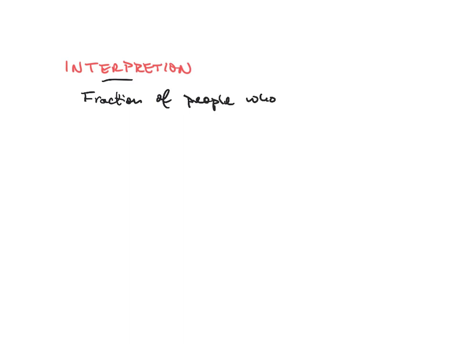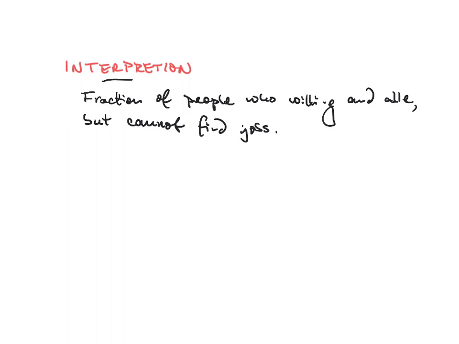Now, let me talk about some issues with interpretation of the unemployment rate. Kind of the way that we'd like to think of the unemployment rate is that it measures the fraction of people who want but cannot find jobs. So the fraction of people who are willing and able to work but cannot find jobs. Okay, again, that's more or less the interpretation of the unemployment rate. However, it is not so simple as that. There are some other things that can contribute to the measured unemployment rate.